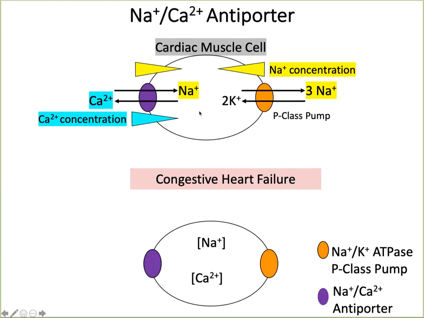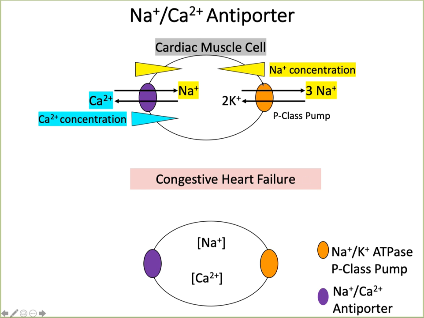So here is an example of an antiporter that is very well characterized and found in cardiac muscle cells. There is a sodium-calcium antiporter, and in this case, sodium is moved from the extracellular space into the cytosol down its concentration gradient, and simultaneously, calcium is pumped out of the cell against its concentration gradient. Let me remind you again of the P-class pump we talked about before, which moves 3 sodium ions out and 2 potassium ions in. This P-class pump is responsible for maintaining this gradient.